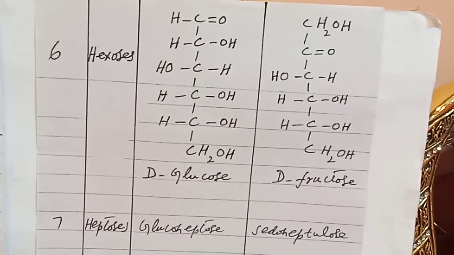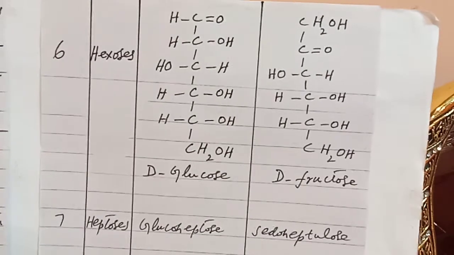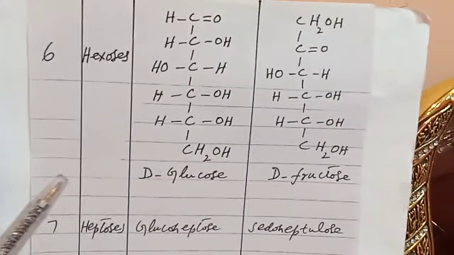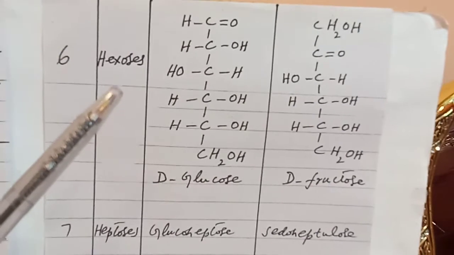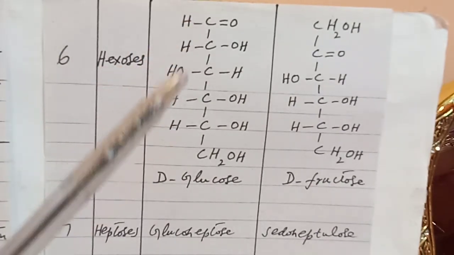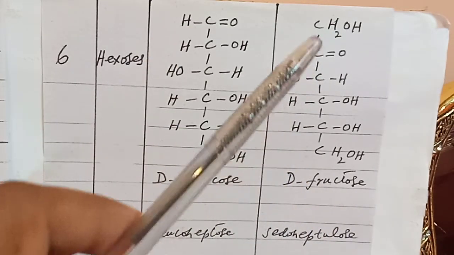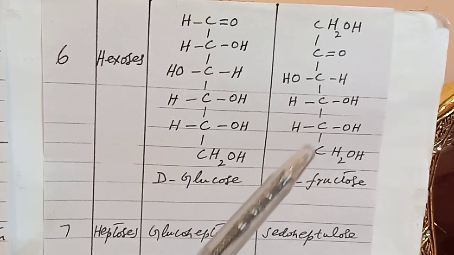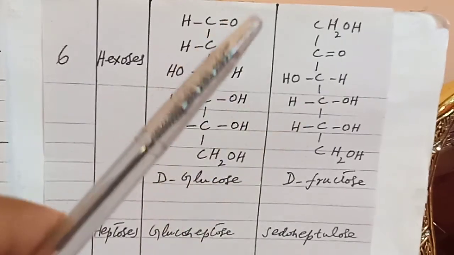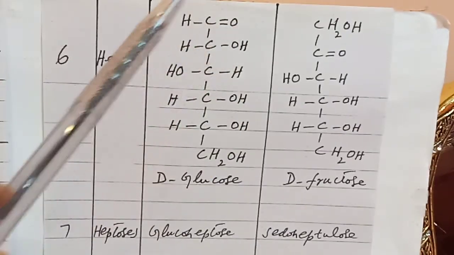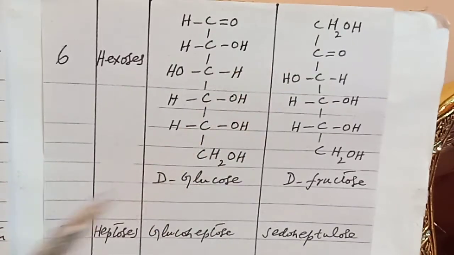Now, this is a 6-carbon hexose sugar. Here is the simple structural formula of D-glucose, C6H12O6, and this is D-fructose, C6H12O6. In both cases, the aldehyde group is here and the carbonyl group is here. A 7-carbon aldose sugar is a heptose, for example glucoheptose, and a 7-carbon ketose sugar is pseudoheptulose.